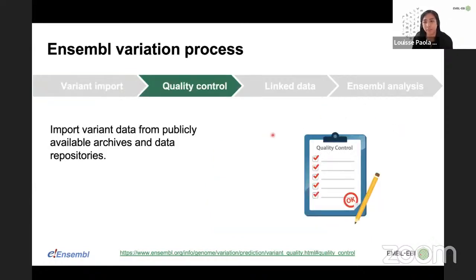In the second step, we apply some quality control measures on the data that we imported. Here, what we do is we map the variant to a reference assembly. We compare the reported alleles with the reference genome. And then we also exclude any suspect variants, so any variants that contain ambiguity codes or non-nucleotide characters. You can read more about the different quality control measures that we apply in the URL at the bottom of my slide.